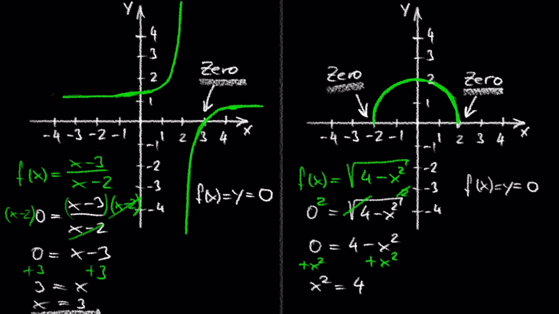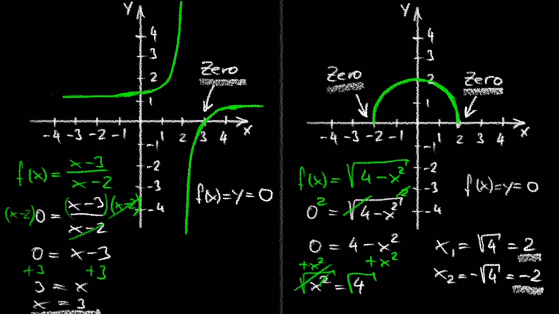Now we have to take the square root from both sides to get rid of the square. Recall, when doing that, we get a positive and a negative square root. So one zero of the function is the square root of 4, which is 2. And the second zero of the function is the negative square root of 4, which is negative 2. And we are done with finding the zeros of this function algebraically.